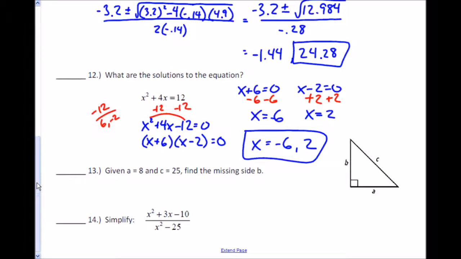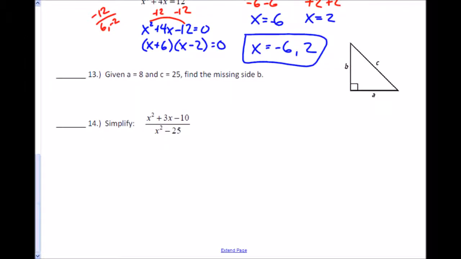Number 13, it says given A is 8 and C is 25, find the missing side B. So again, if this is 25 and this guy is 8, I'm just going to use my Pythagorean theorem, which is A squared plus B squared equals C squared. And so when I plug this in, that's 64 plus B squared equals 625.